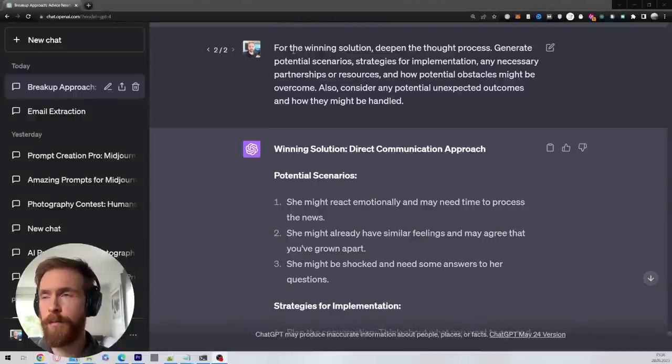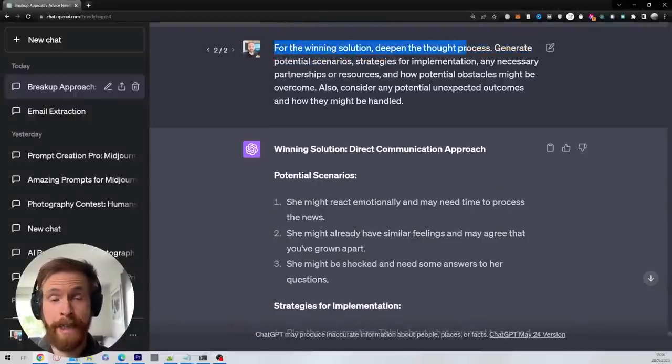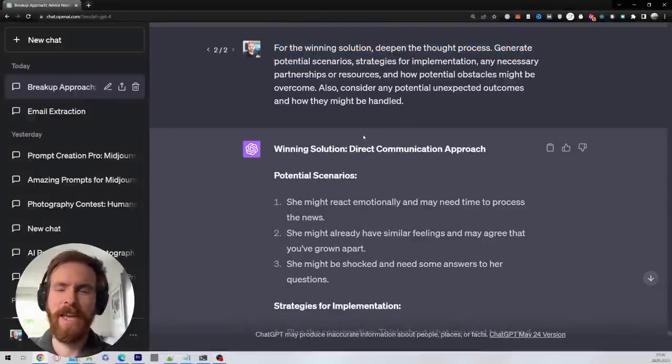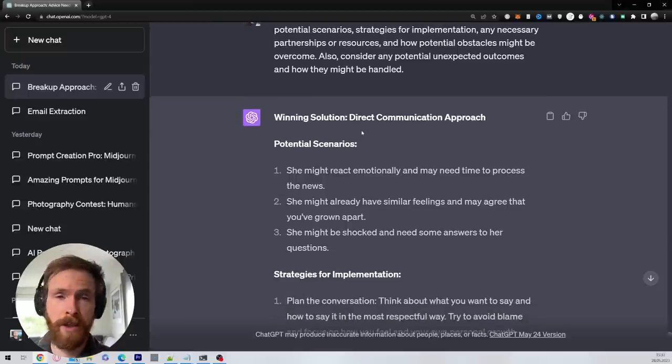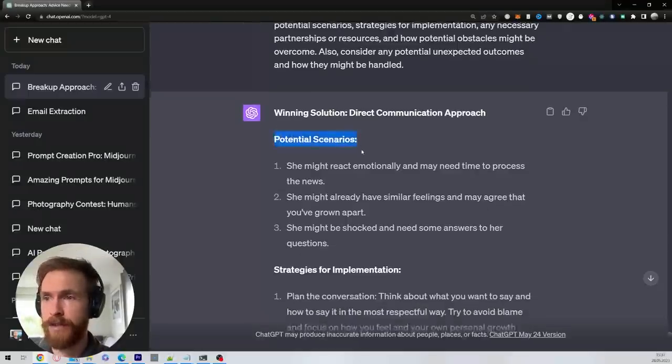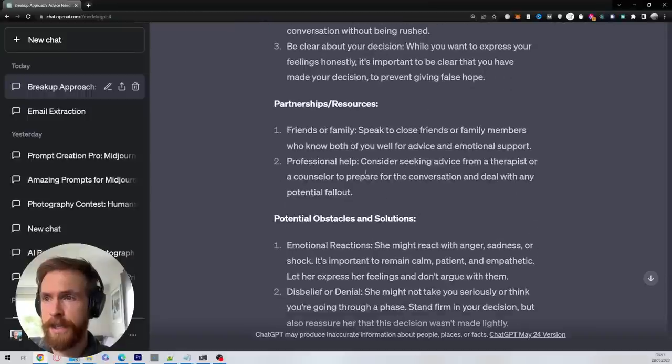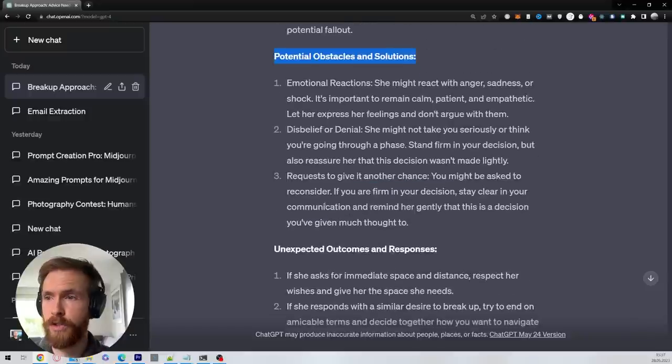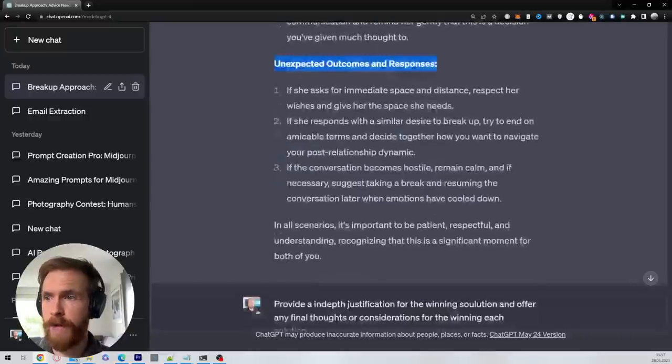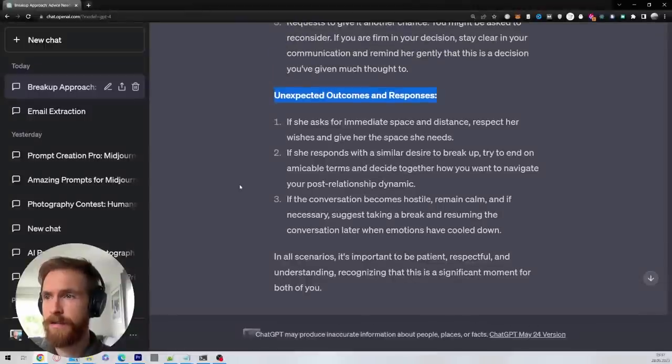And as the final prompt, that is going to be for the winning solution, deepen the thought process. So this is basically a more deep analyzing of the winning idea. So we have potential scenarios, strategies for implementation, partnerships, resources, potential obstacles and solutions, unexpected outcome and responses. All right. So this was quite great, but as you can see, this is very manual. This takes a lot of time, but it can be done.